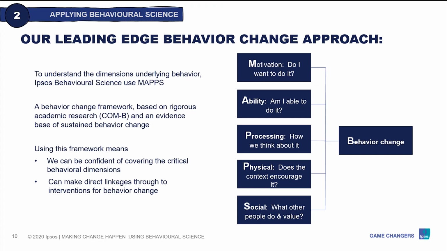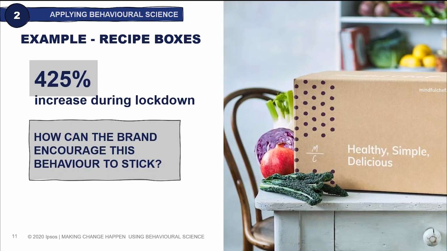But importantly, two things: A, this makes sure that we're covering the dimensions which are really important for driving behaviour change. That's the most critical one. But B, really important, is that we don't just want to understand behaviour, we want to change behaviour. So we've got to make the linkage, as we're talking about, through to intervention strategies.